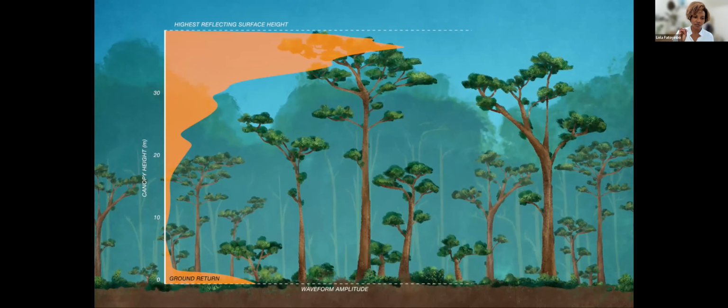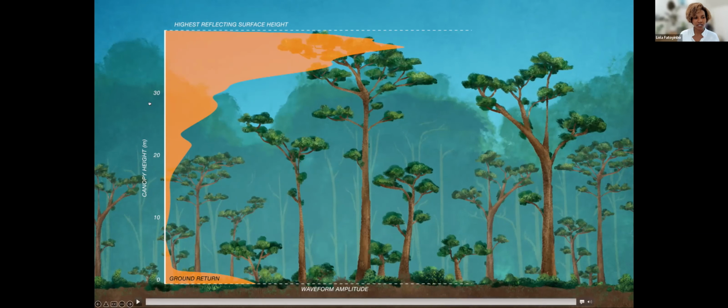And so as the lasers are shooting down at the planet, as they come into contact with vegetation, you have that light, those lasers, reflected back towards the instrument. And the way that we collect data with GEDI is essentially what we call a waveform.